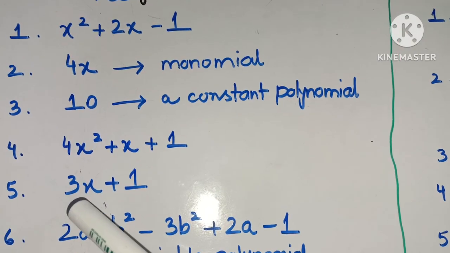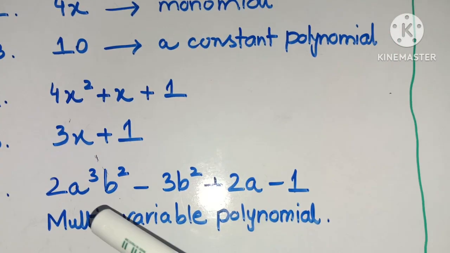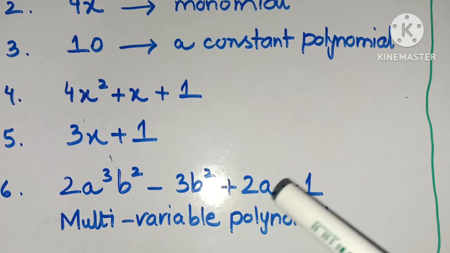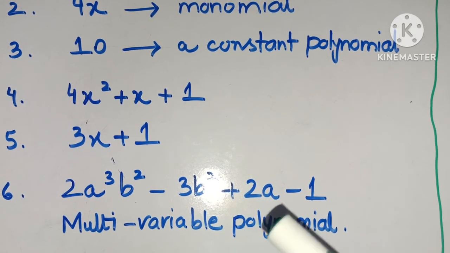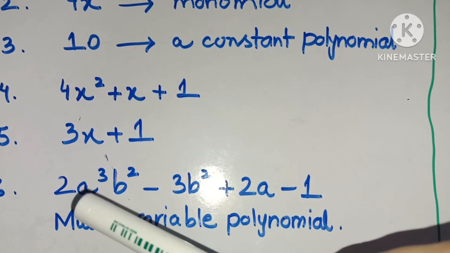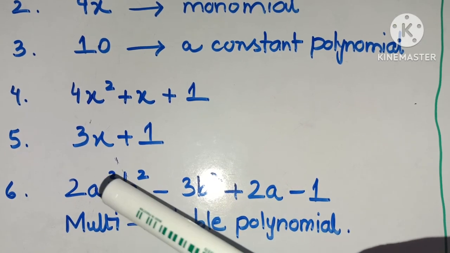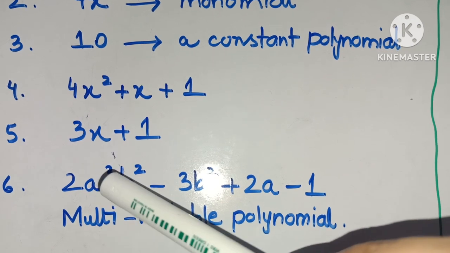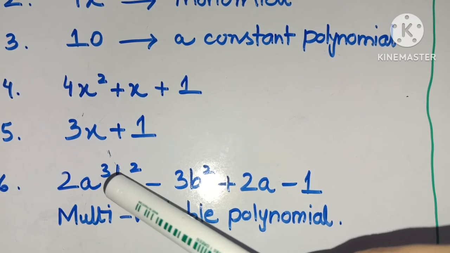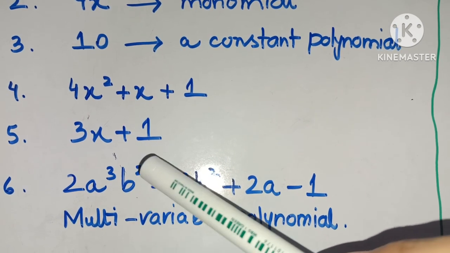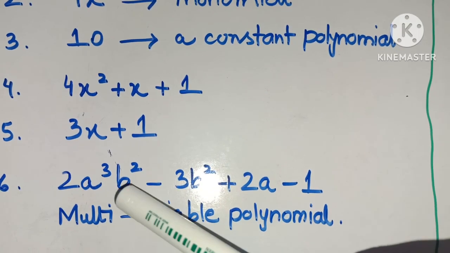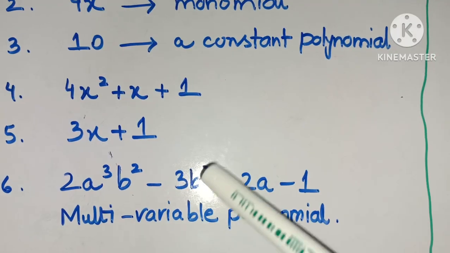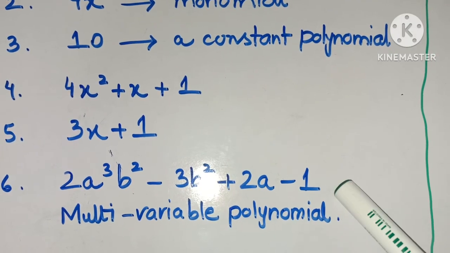Then we have the next example, 3x plus 1, and a sixth example, 2a cubed b squared minus 3b squared plus 2a minus 1. This is a multivariable polynomial, because there are two variables, a and b. They are multiplied with each other; a has a power of 3, a positive whole number exponent, and b has a power of 2. So they are combined in one term, and then minus 3b squared plus 2a minus 1.